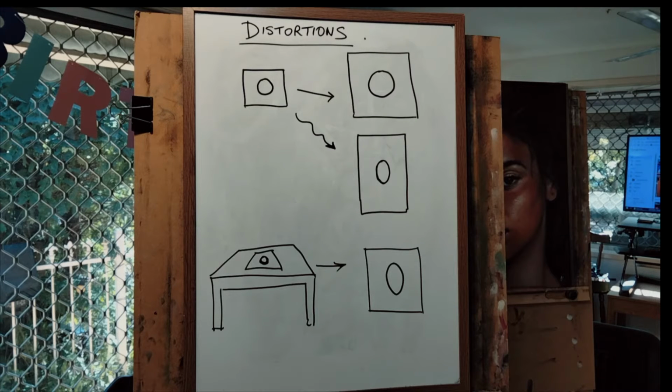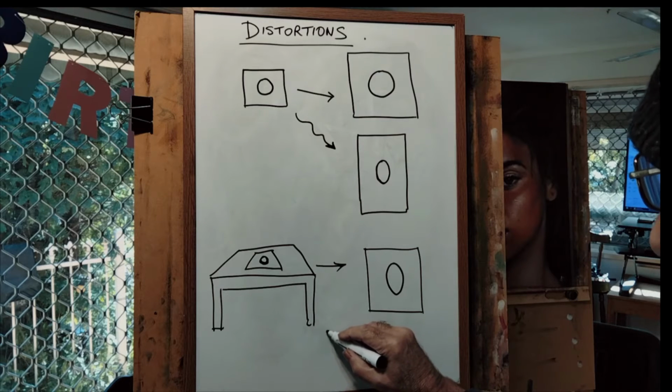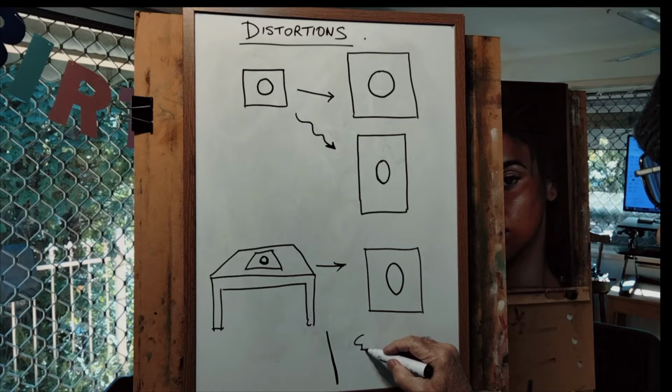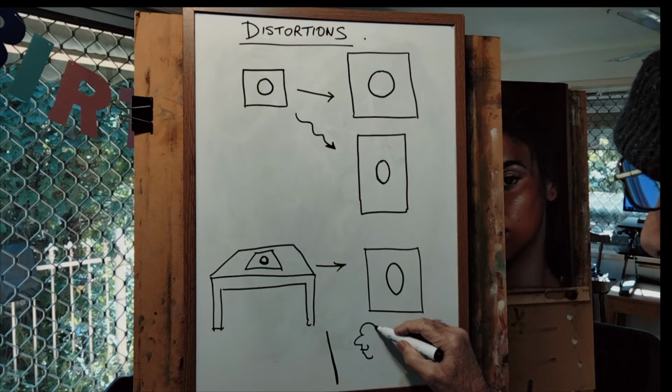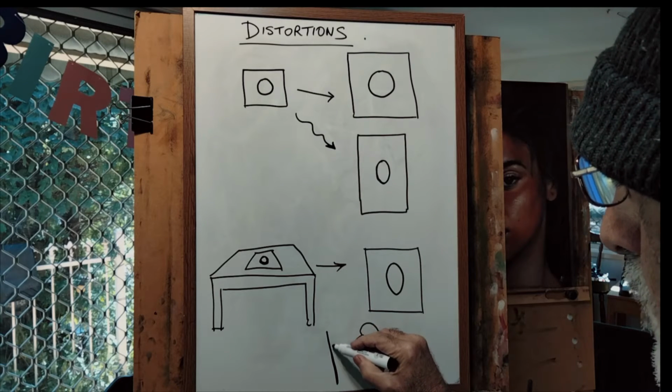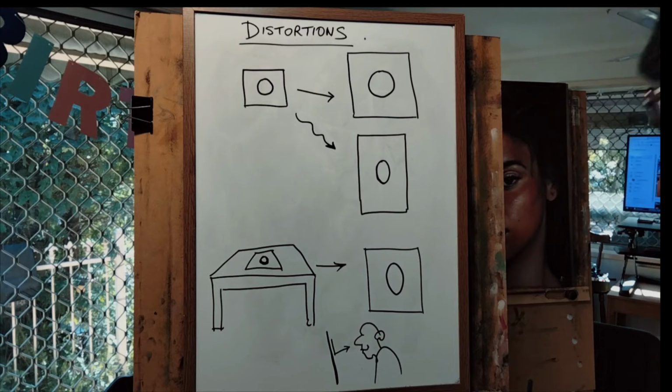perpendicular to your eyesight. So when you're looking at the board, there's the board, and you're looking at it at 90 degrees. If you're looking at it at an angle, you're going to get this kind of distortion, and that's why people use an easel.